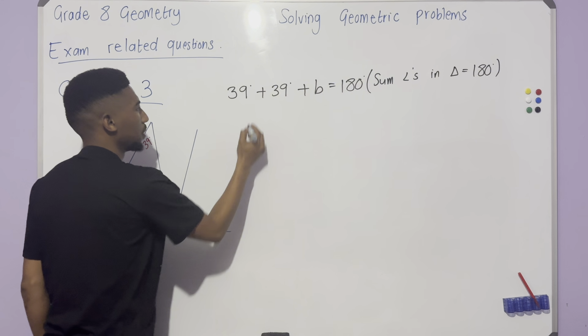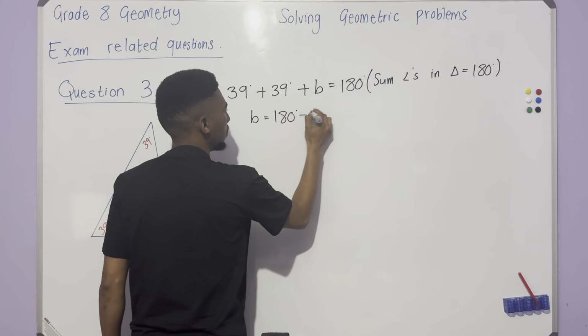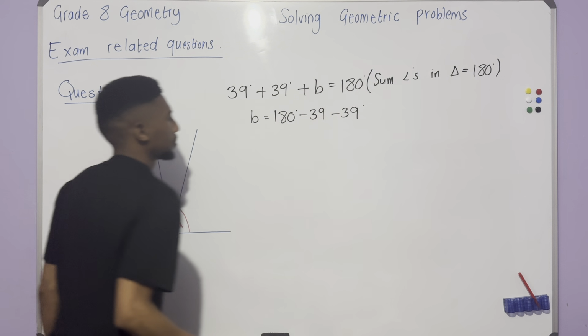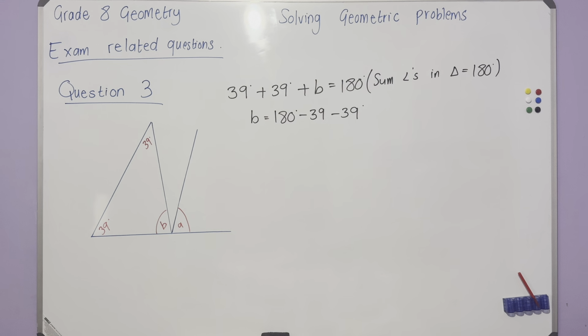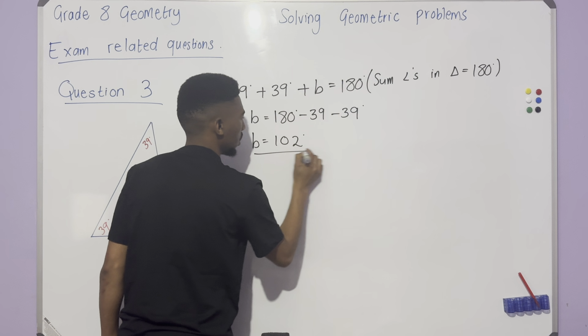Then to solve for b, we have b equals to 180 degrees minus 39 degrees minus 39 degrees. Okay, that's your equation. Okay, and then b is equal to 102 degrees.